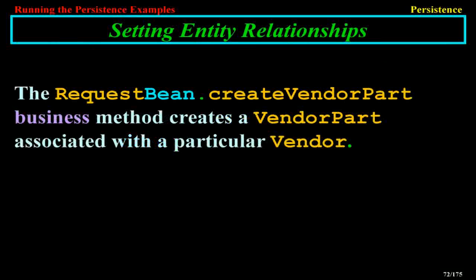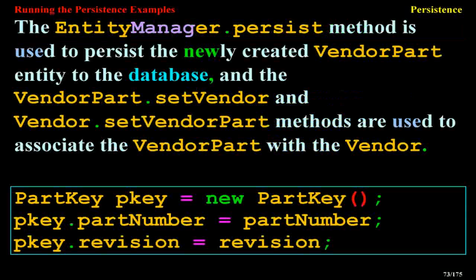Setting entity relationships. The RequestBean.createVendorPart business method creates a VendorPart associated with a particular Vendor. The EntityManager.persist method is used to persist the newly created VendorPart entity to the database, and the VendorPart.setVendor and Vendor.setVendorPart methods are used to associate the VendorPart with the Vendor.